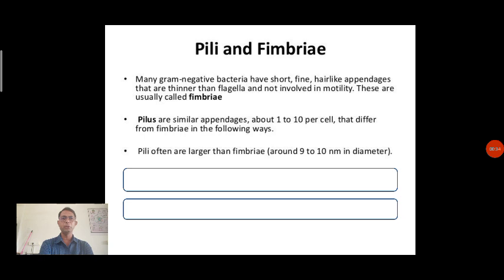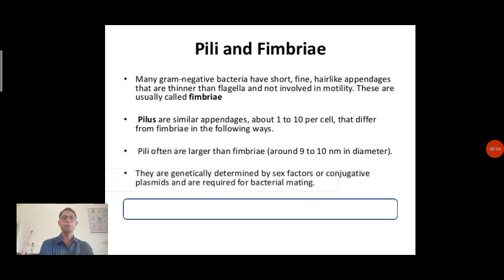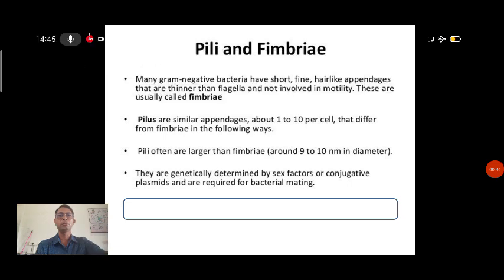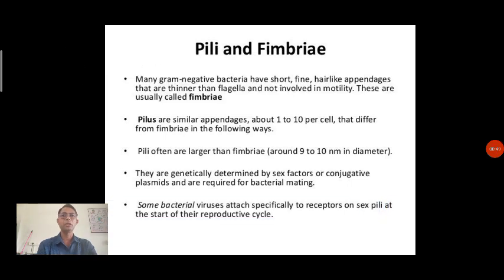Gram negative bacteria have this particular type of fimbriae, and pili are similar appendages, about 1 to 10 per cell, that differ from fimbriae in various ways. For example, they are genetically determined by sex factors or conjugative plasmids, are required for bacterial mating, and some bacteria or bacterial viruses attach specifically to receptors on sex pili at the start of their reproductive cycle.